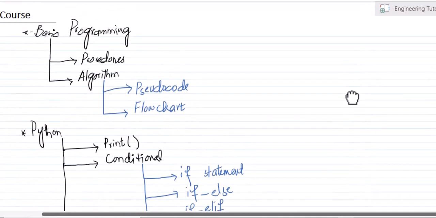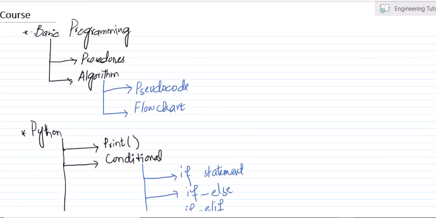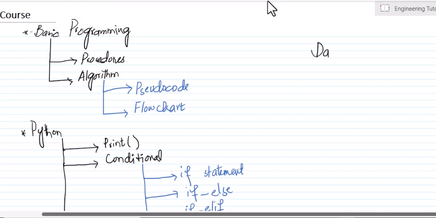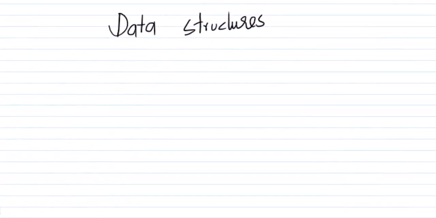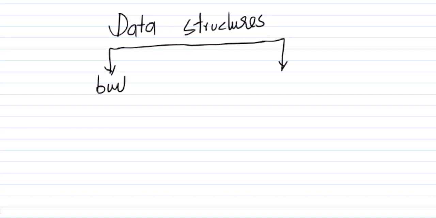After it, what did we study? We went towards the data structures, and in data structures there are basically two types. The first one is the built-in data structures, and the other one is the user defined.